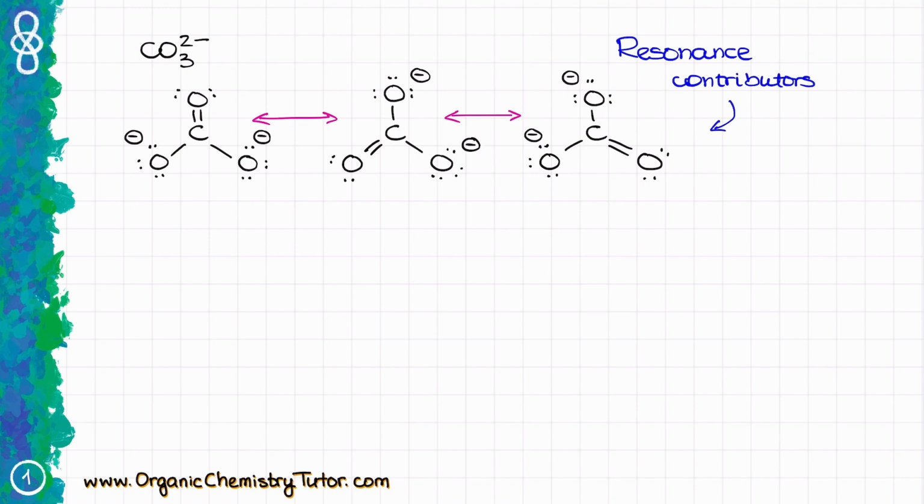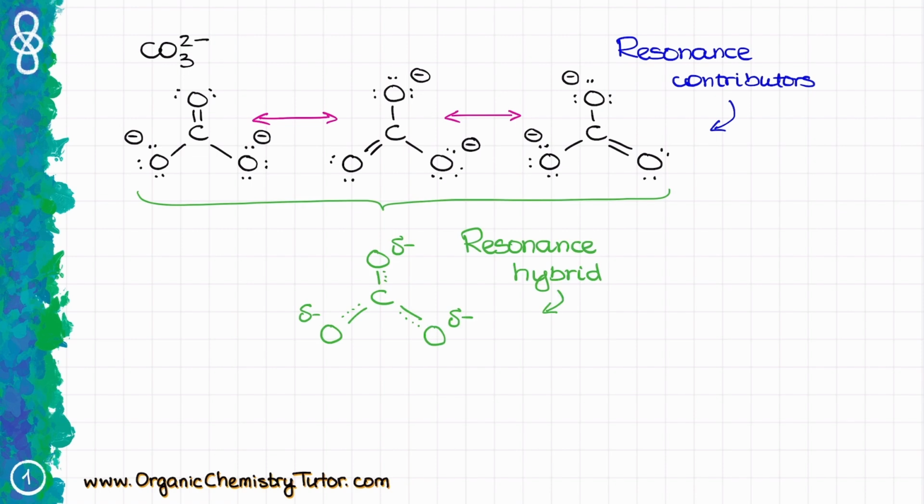Importantly though, the contributors that we have for our resonance over here do not describe the molecule adequately. Those are merely simplifications. In order to truly describe the nature of this molecule, we need to draw a resonance hybrid structure, which is essentially going to be a superimposition of all of our structures together, making kind of like an average between all of those. And the resonance hybrid for my particular molecule would look like this.